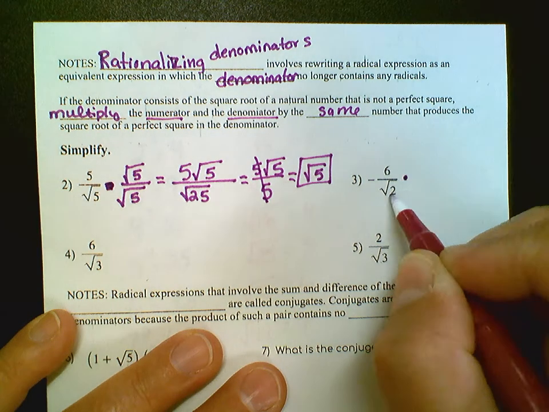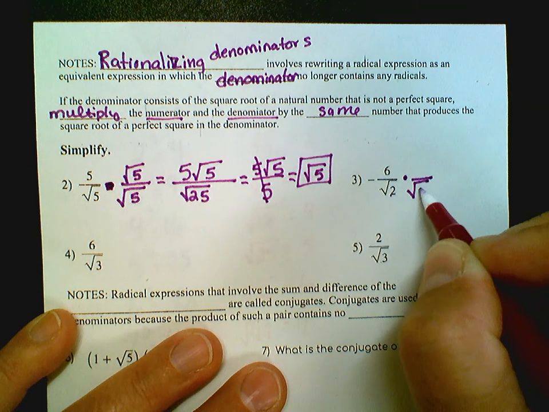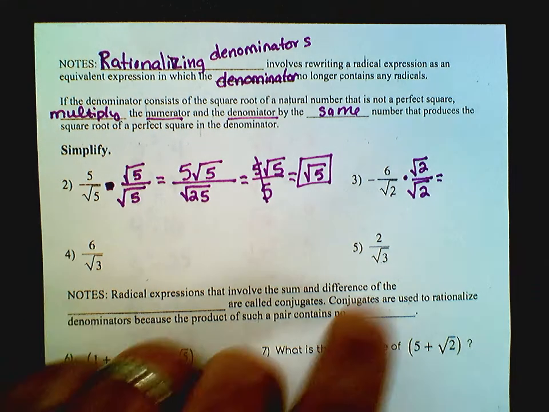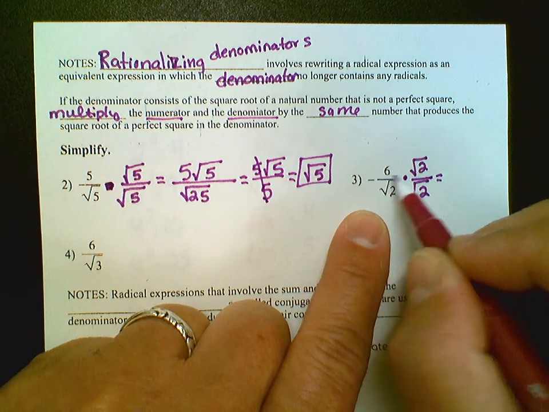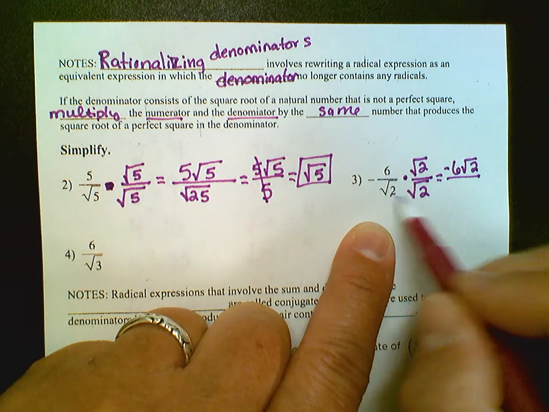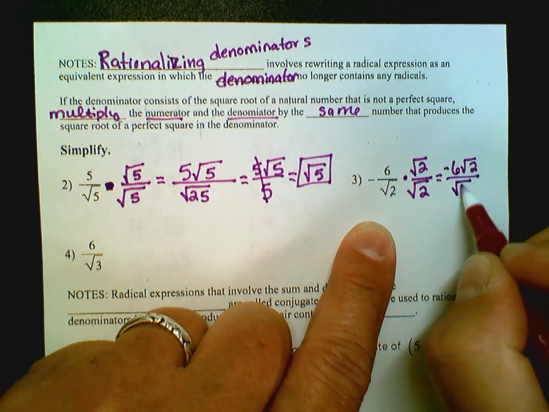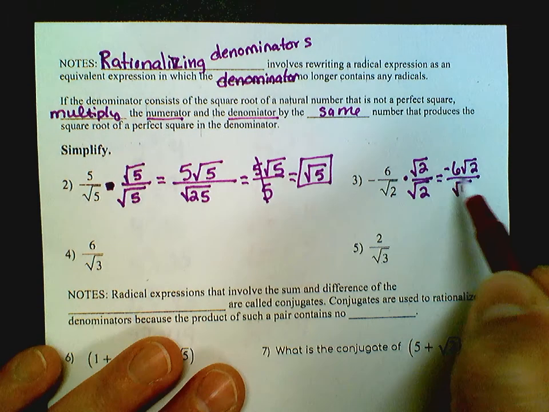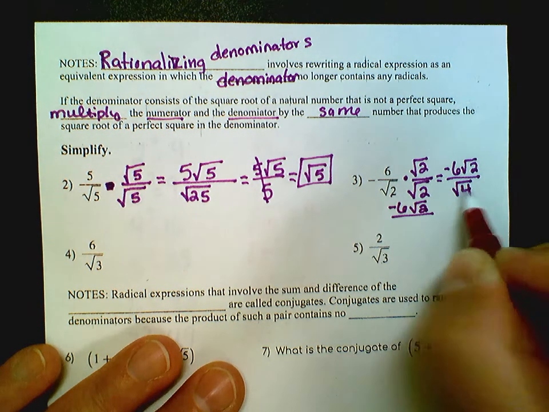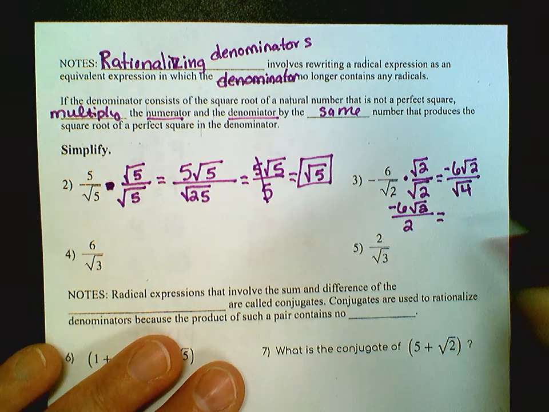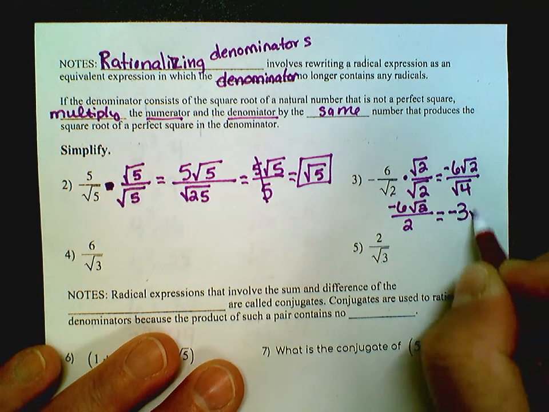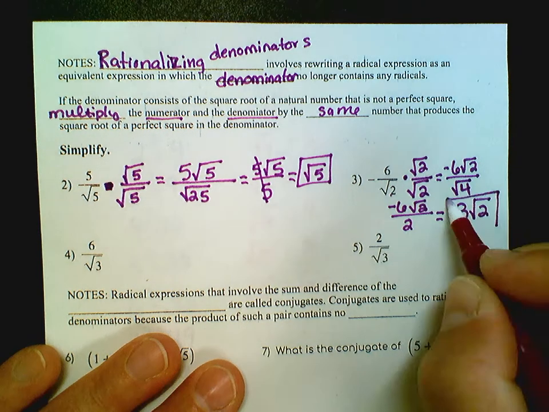Same thing here. The square root of 2 cannot be simplified. So if I multiply the numerator and the denominator by the square root of 2, I have negative 6 times the square root of 2. And then the square root of 2 times the square root of 2 is the square root of 4. I know what the square root of 4 is, 2, and now I can simplify again. So negative 6 divided by 2 is negative 3 times the square root of 2.